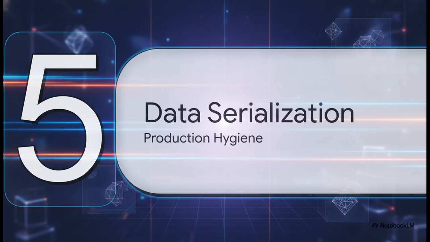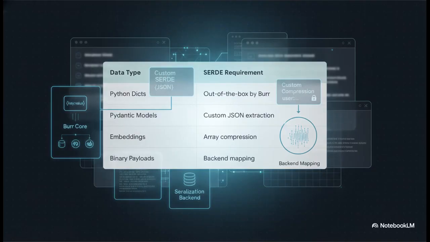Which brings us to our final part, Section 5, Serialization and Production Hygiene. Let's talk about the pragmatic reality of actually saving these objects into your database. Standard Python dictionaries? Burr handles those right out of the box for SQL, Postgres, or Redis. But richer objects need explicit SERDE, that's serialization and deserialization. Pydantic models need custom extraction to JSON. Vector embeddings require explicit array compression choices. And binary document payloads, you have to map those to specific backends so you don't accidentally break your database.